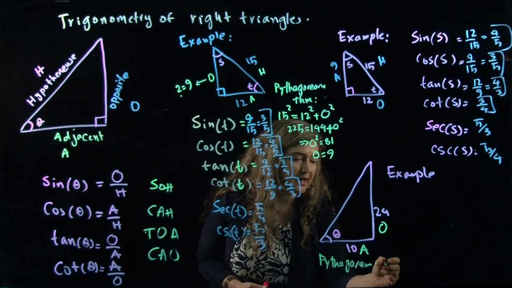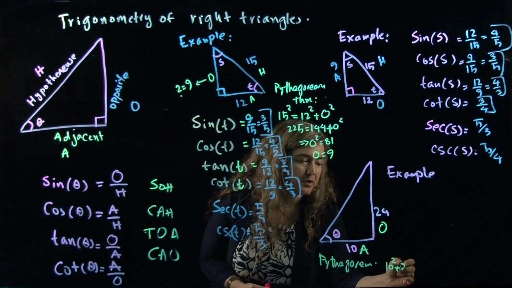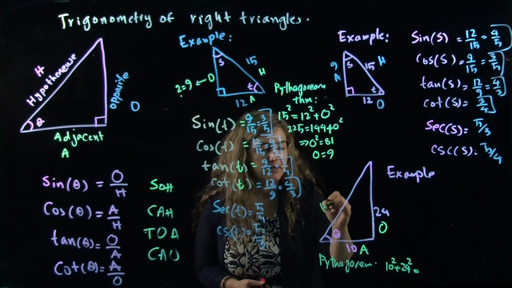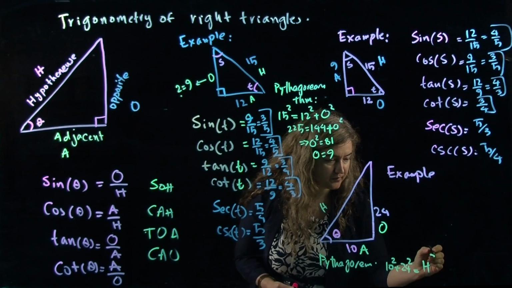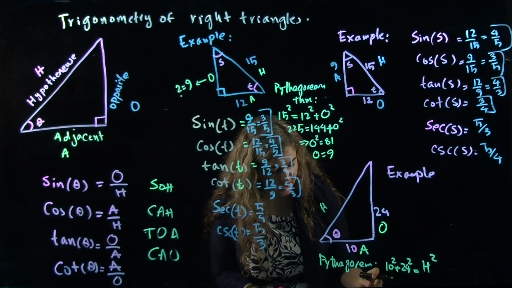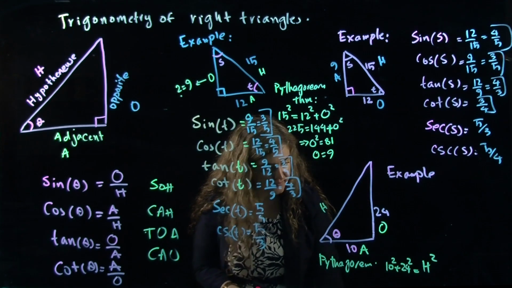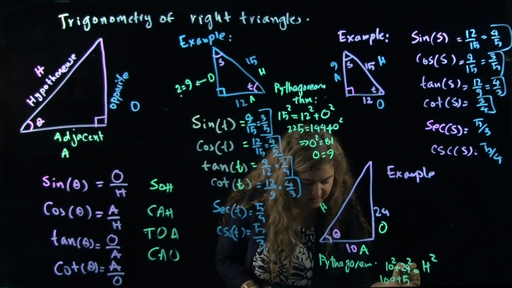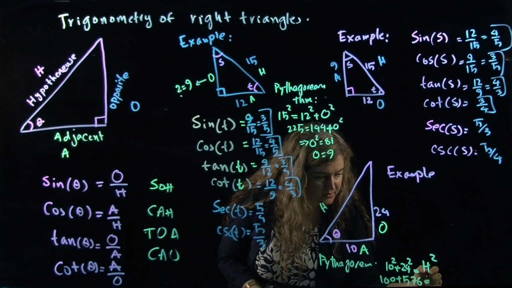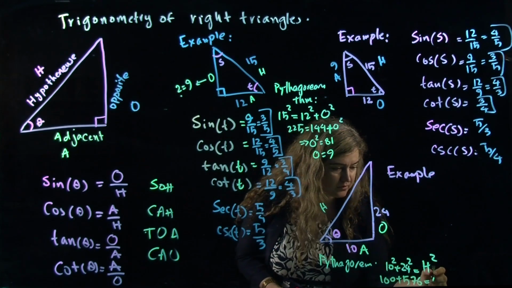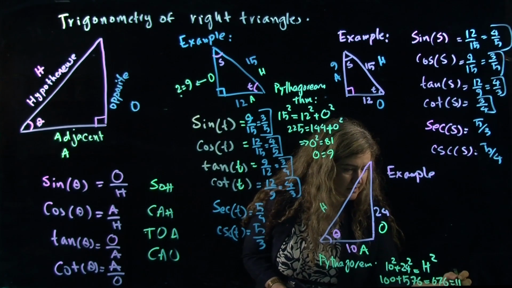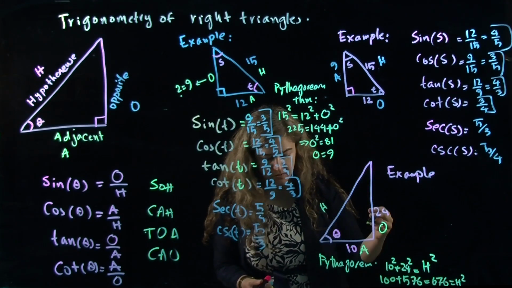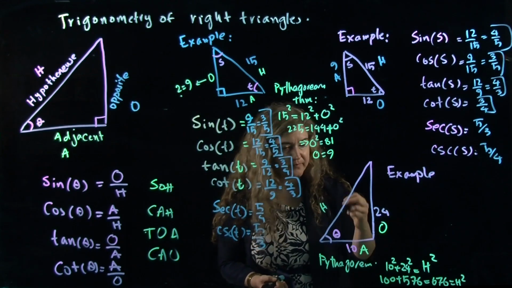And that is 10 to power 2 plus 24 to power 2 is equal to hypotenuse to power 2. 10 to power 2 is 100, and 24 to power 2 is 576. So h to power 2 is equal to 676. That is, h is going to be equal to 26.